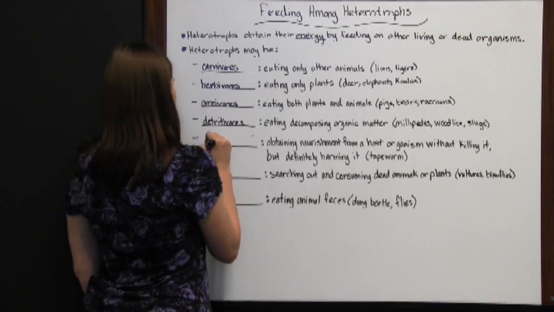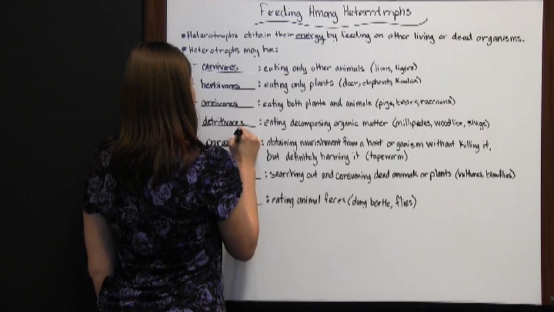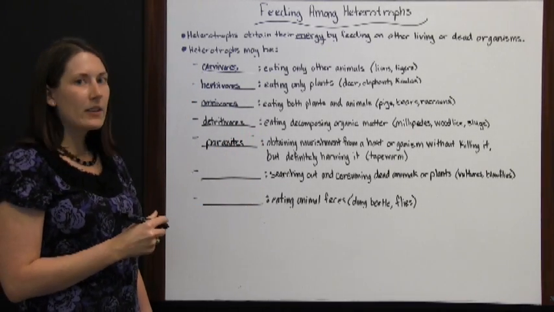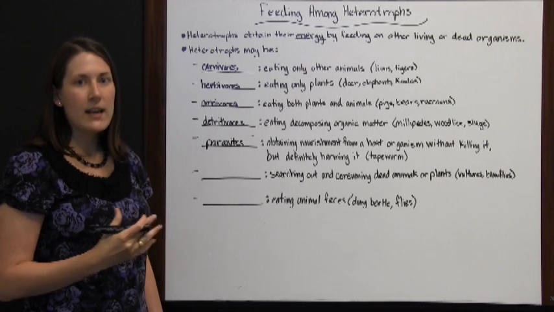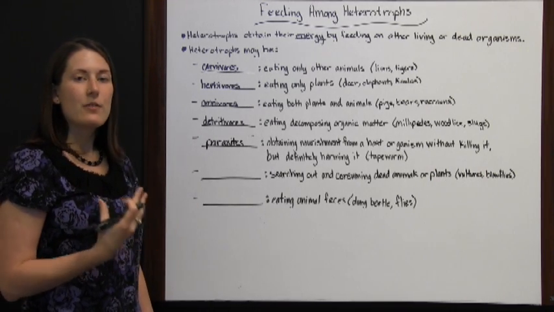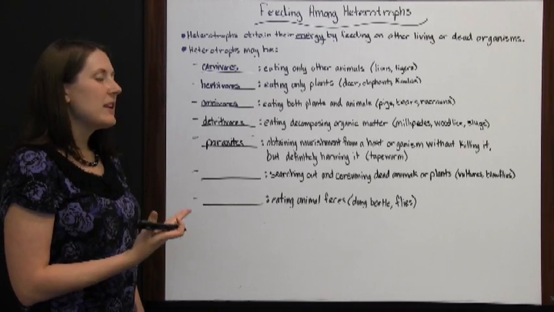Next we have parasites. And parasites are going to obtain nourishment from a host organism without killing it, but definitely harming it. The parasite is going to take something away from the host organism so that the parasite itself can be nourished. An example would be a tapeworm.